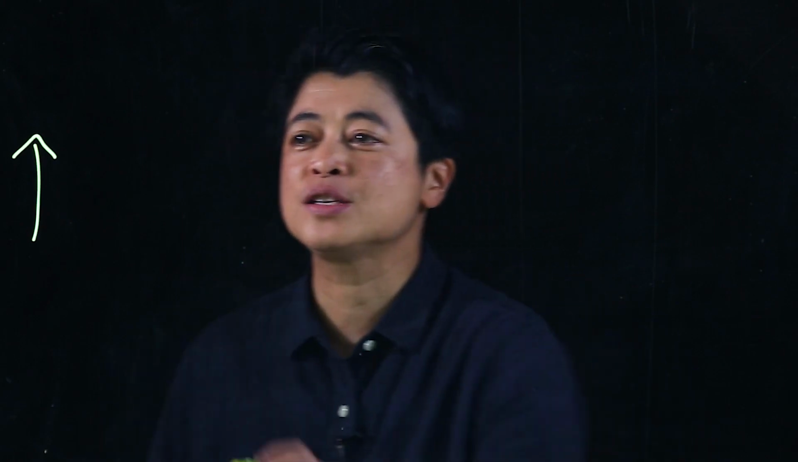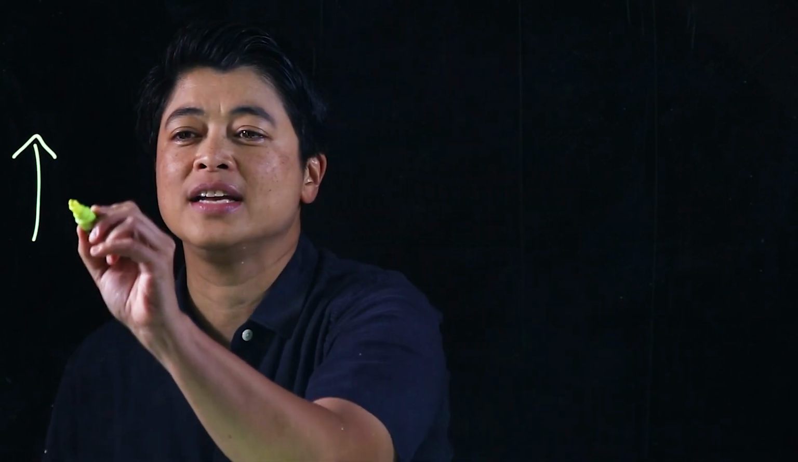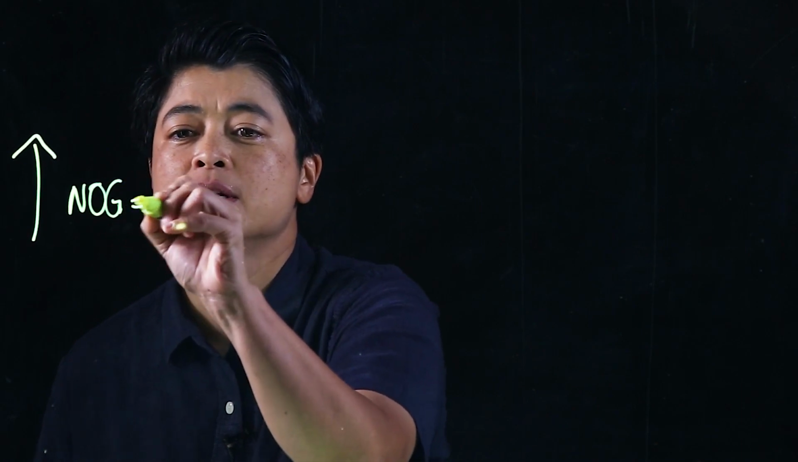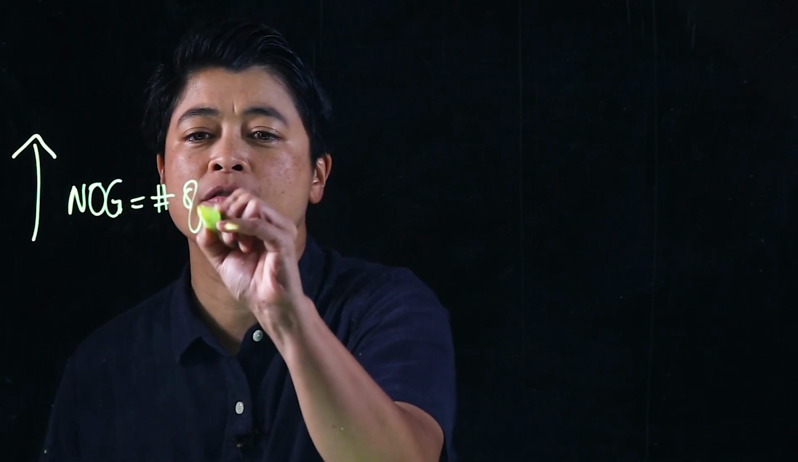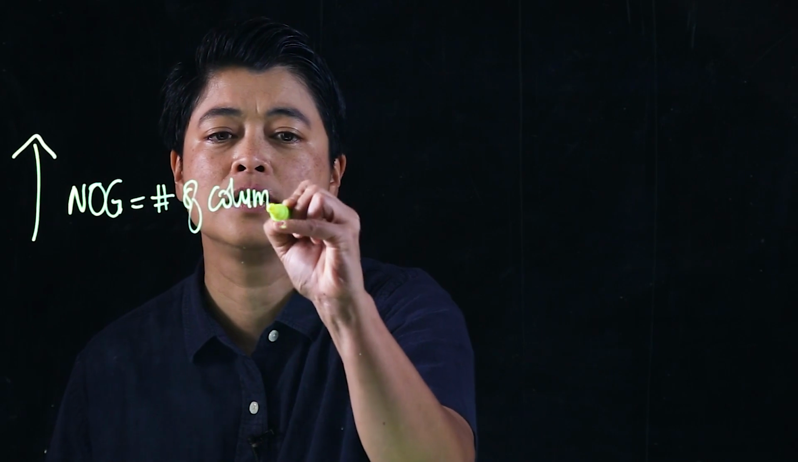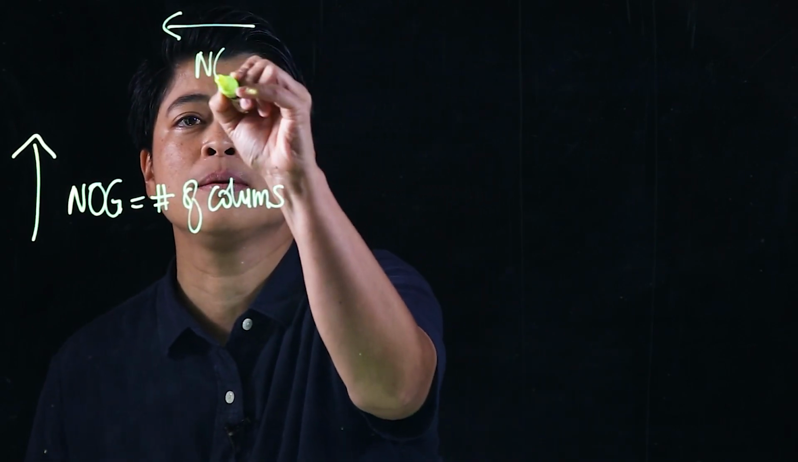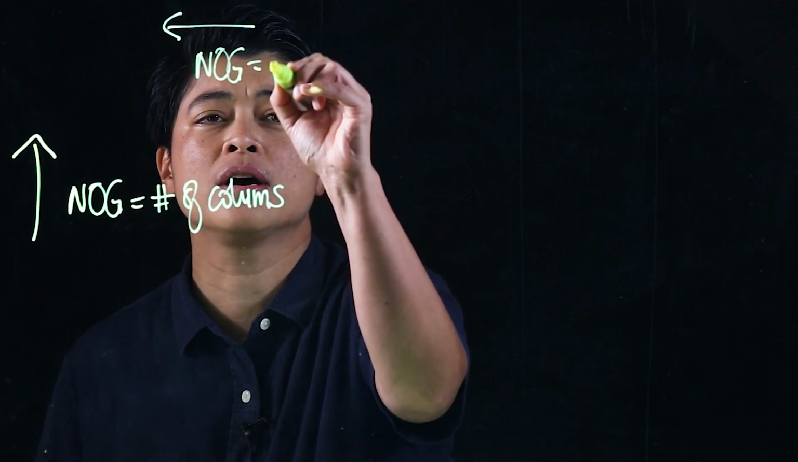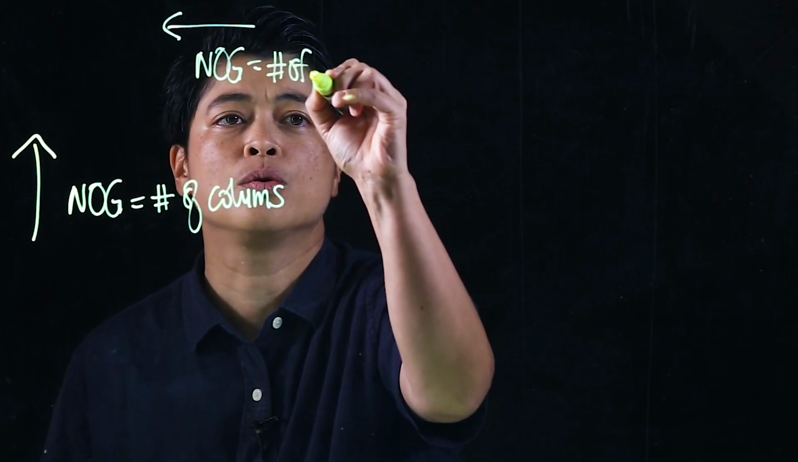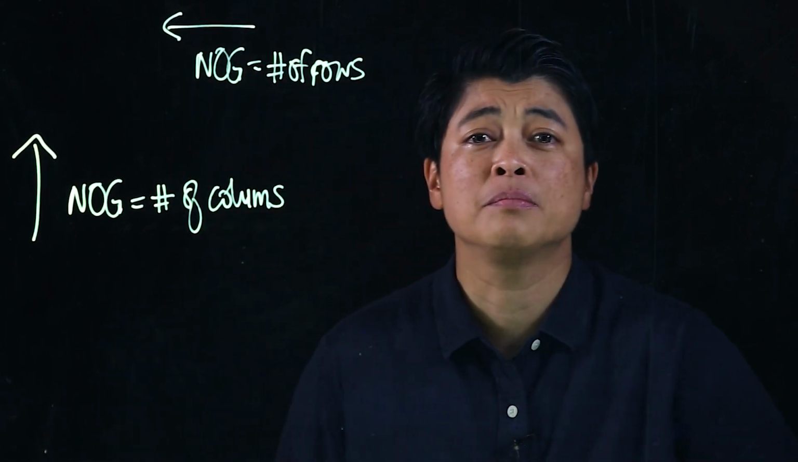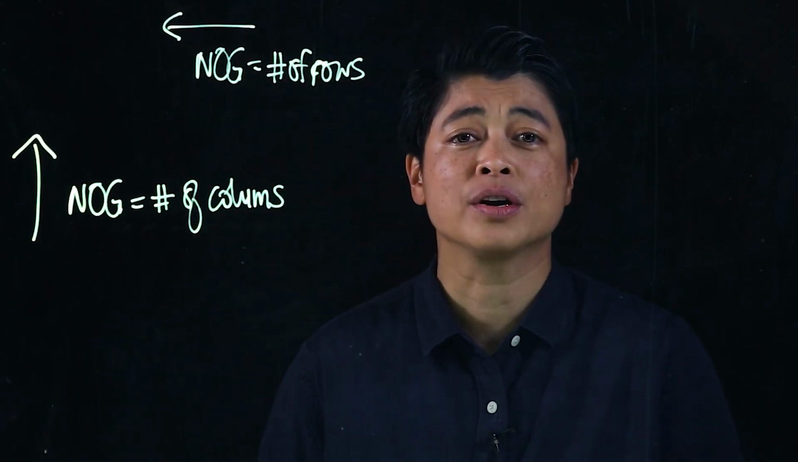When you have an arrow this way, what they want you to do is count the number of groups. Number of groups will be the number of columns. But when it asks this way, then that means your number of groups will be your number of rows. So that's why the lesson is about multiplication in any order.